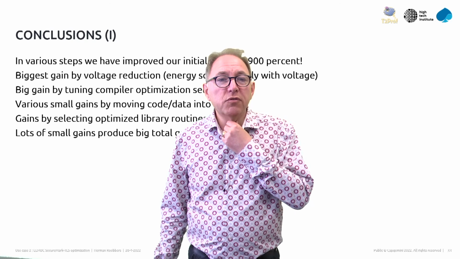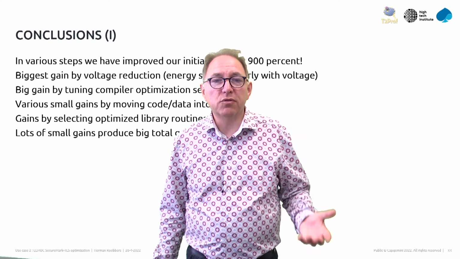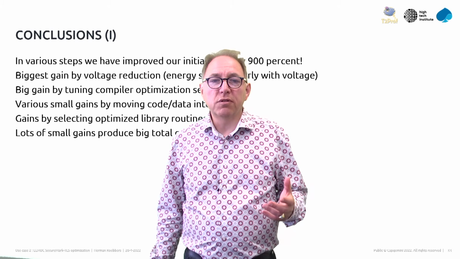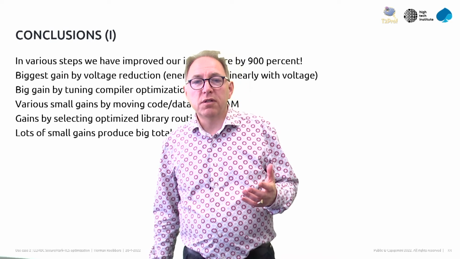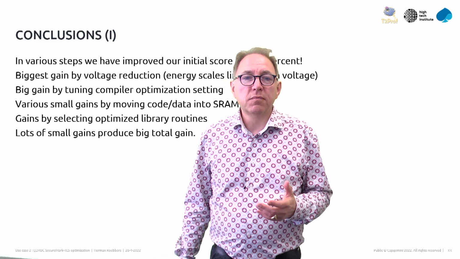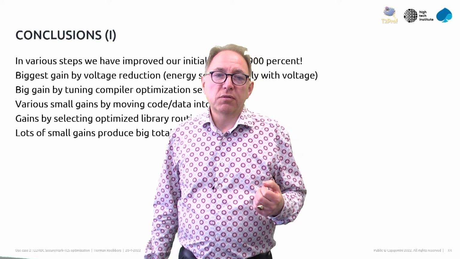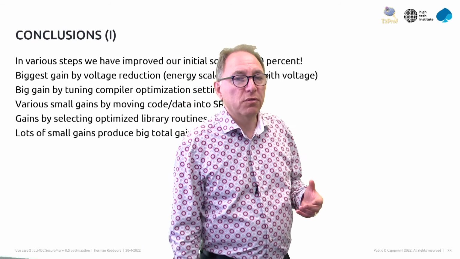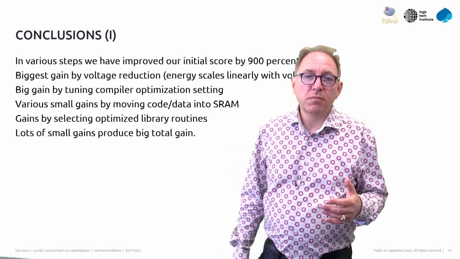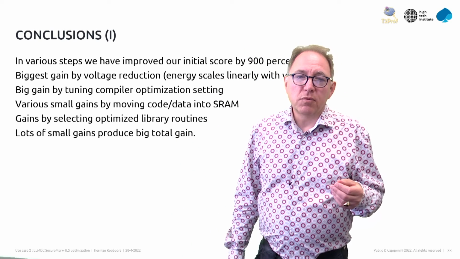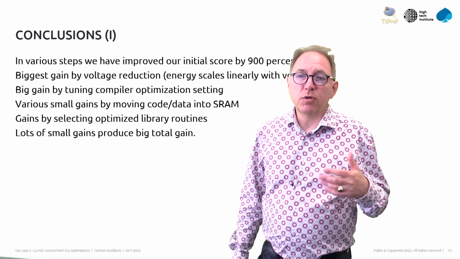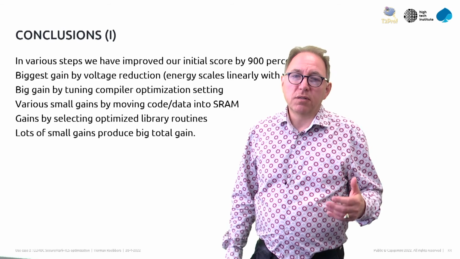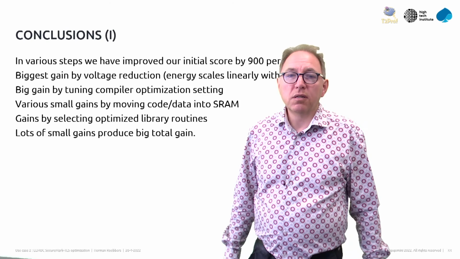Now, what can we conclude from this? In the various steps, we've improved the initial score by 900%. The biggest gain was just by reducing the voltage, where you can see that the energy scales linearly with the voltage. There's also a big gain by turning on the compiler optimization settings, and we have very small gains by moving code and data into the SRAM. Also unexpectedly big gain by selecting optimized library routines, and then we have a lot of small gains, and all in all you get a very big total gain.